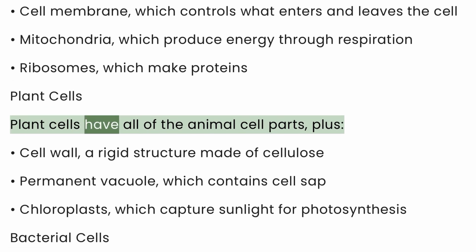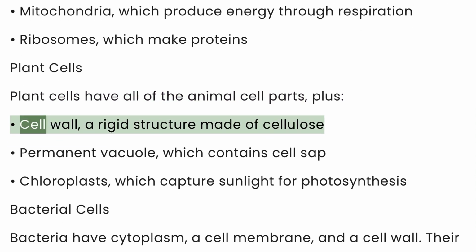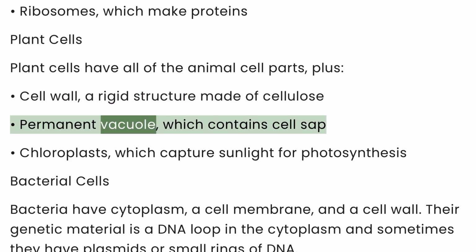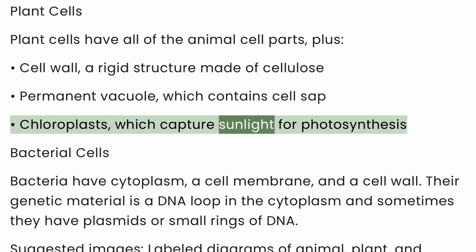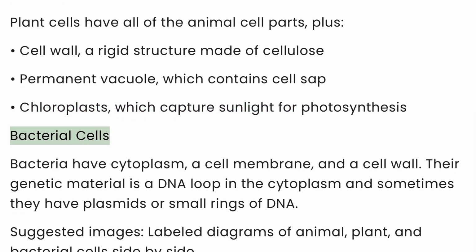Plant cells. Plant cells have all of the animal cell parts, plus a cell wall, a rigid structure made of cellulose. Permanent vacuole, which contains cell sap. Chloroplasts, which capture sunlight for photosynthesis.